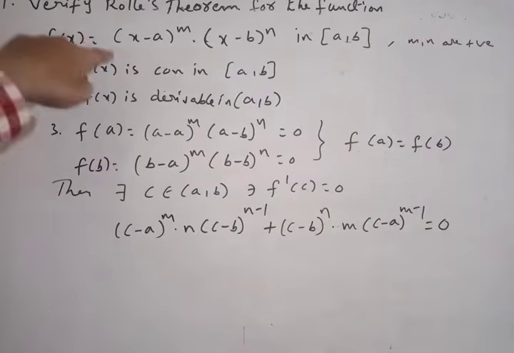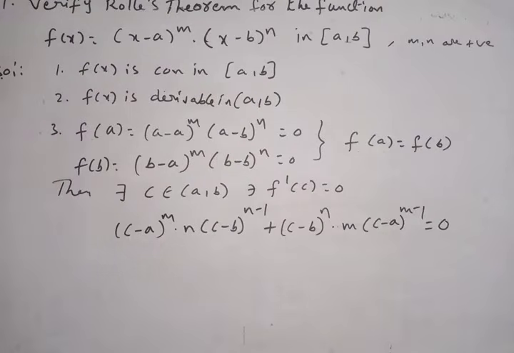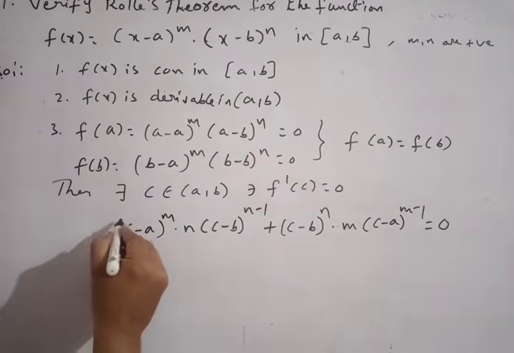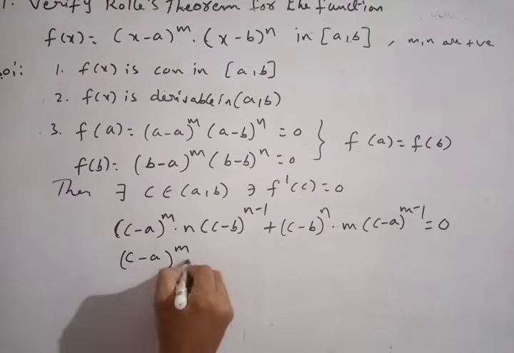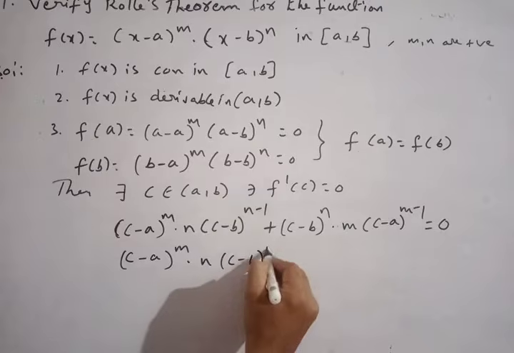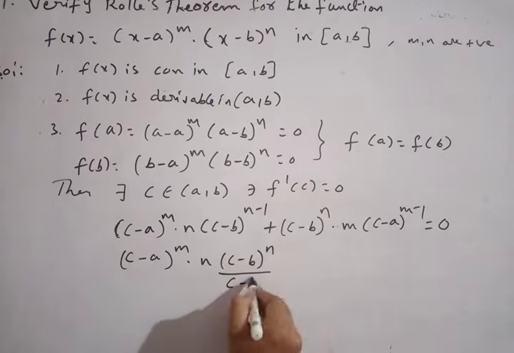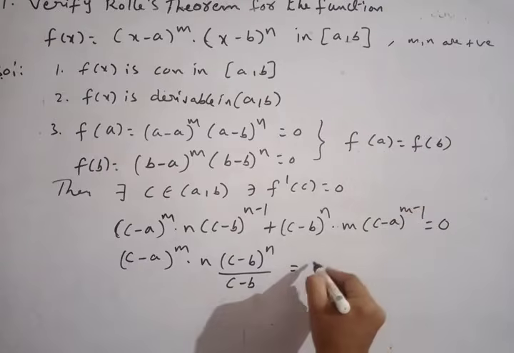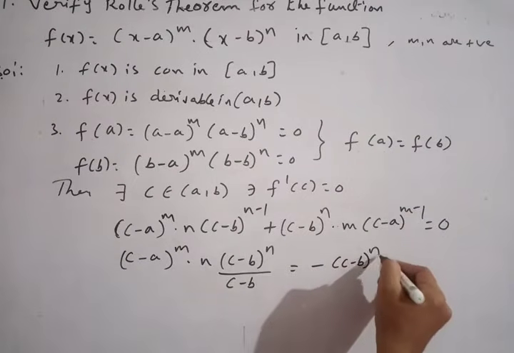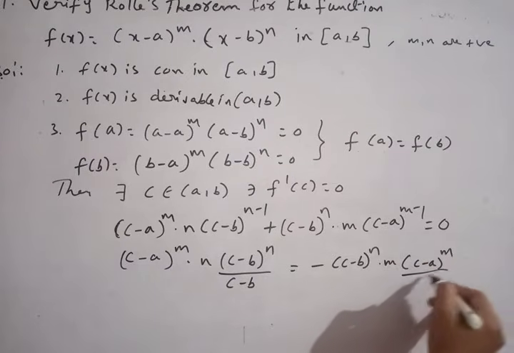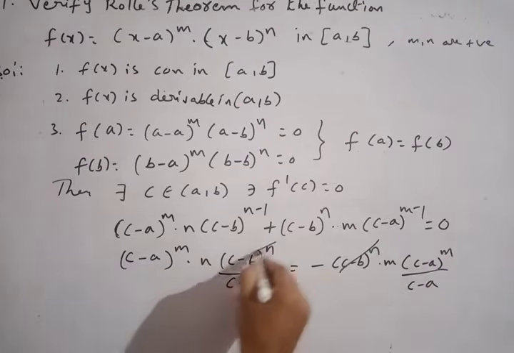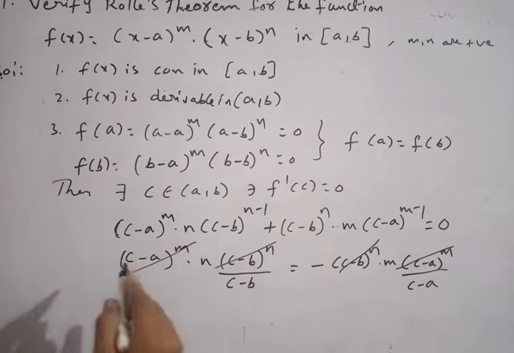First what do we have to do? F of c you have to calculate. What is f of c here? In place of x you have to write c. After that you need to differentiate. Now see here, this plus term, take that side: c minus a whole power m into n, c minus b whole power n minus 1 is there, can be written as c minus b. This plus will go that side, minus c minus b whole power n into m, c minus a whole power m by c minus a. C minus b whole power n, this part got cancelled, this part got cancelled, correct?